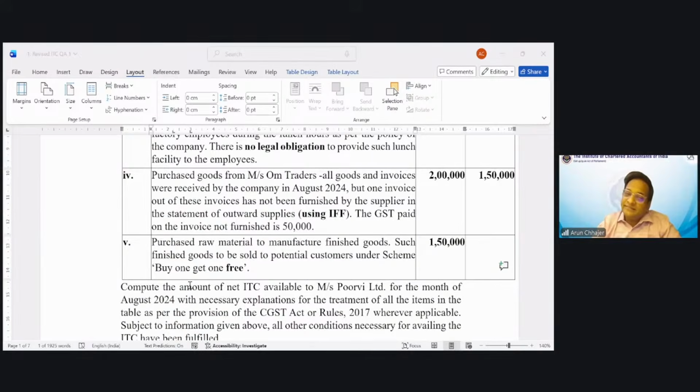Now, what could be the reasoning? Reasoning में क्या कहूंगा? Buy one get one offer is not a supply of an individual item. It is the supply of two or more goods together, therefore it could be a composite supply or a mixed supply, and therefore the ITC would be available because it is not a free supply of an individual item. Okay, so ITC would be available.